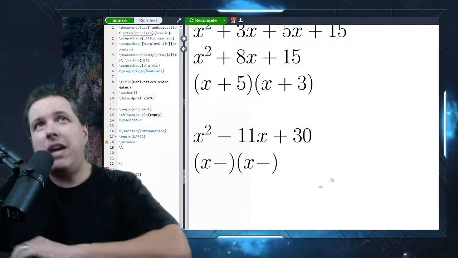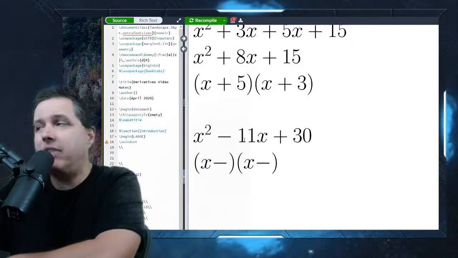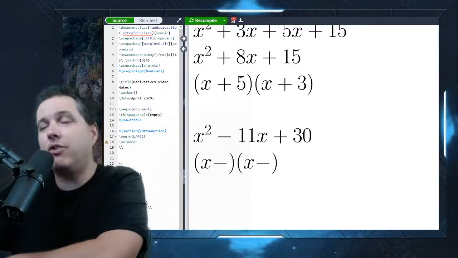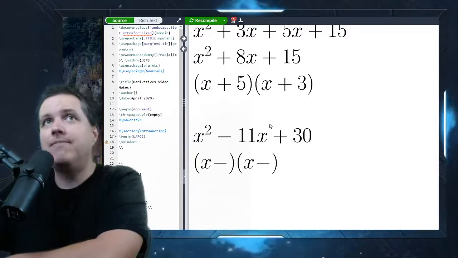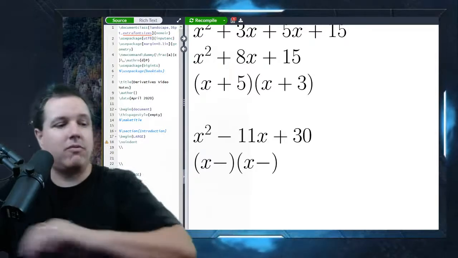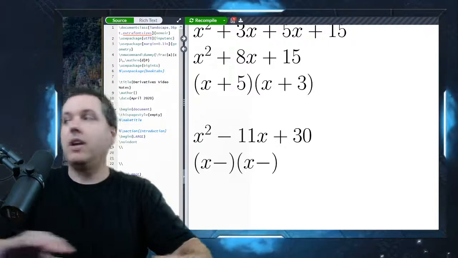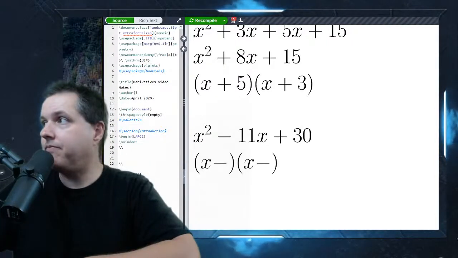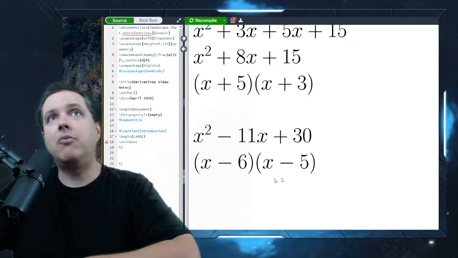Okay, and now I have to start thinking, do I know numbers that multiply to 30 and add to 11? Right, there's lots of ways to get 30. 30 and 1, 10 and 3, 6 and 5. Can any of those get us an 11? Yeah, it looks like the 6 and 5 would, right? So 6 and 5. Okay, and there we have the factoring.